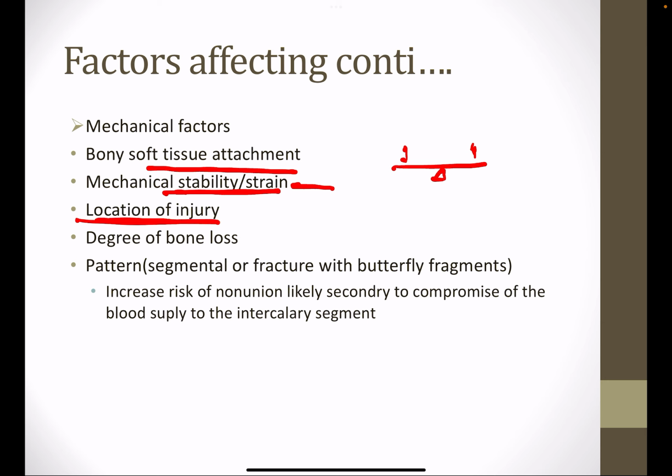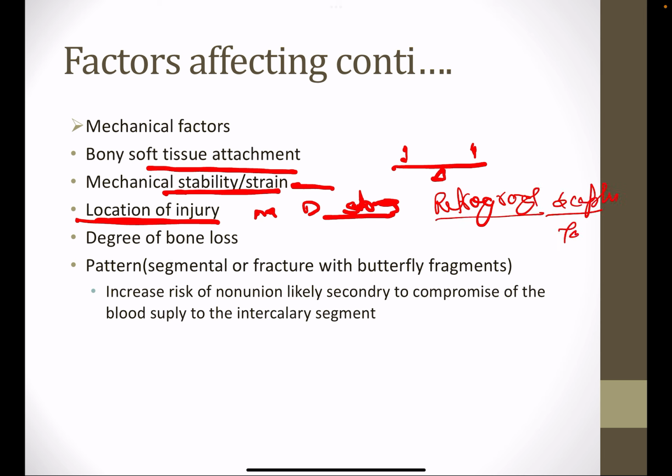Location of the injury, whether it is metaphyseal or diaphyseal, or in a stress area, or in bones where you have retrograde blood supply, like scaphoid or talus. Okay, degree of bone loss that happened during the fracture. Pattern of injury, whether it is a simple transverse or oblique fracture, or a long spiral fracture, or a fracture with a third piece.